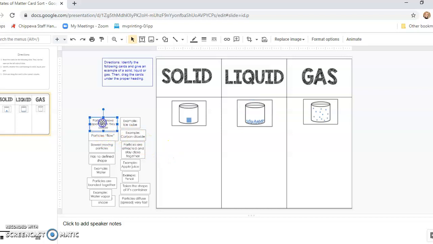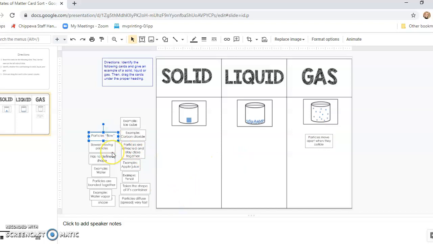Next, let's start on our little word boxes here. Particles move apart when they collide. So we know if they're having that much movement, it's going to be a gas, because our gas state of matter has the most particle movement.